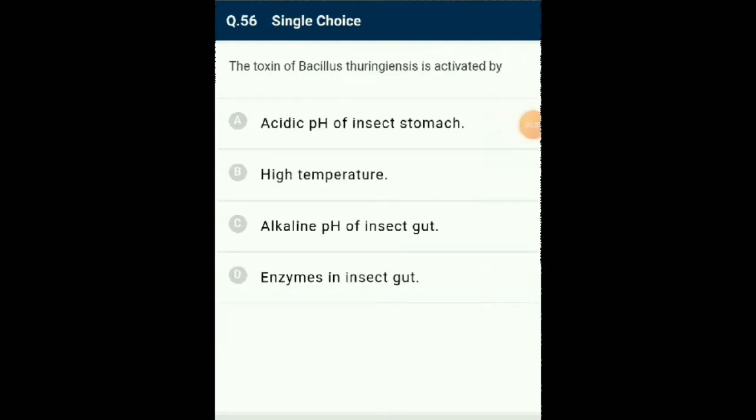Question number 56. The toxin of Bacillus thuringiensis is activated by. In Bacillus thuringiensis, Bt toxin is produced by the cry gene. It releases the toxin in an inactive state, but once it enters the insect gut, the alkaline pH of the gut activates the toxin. In cotton, cry1Ac and cry2Ab are effective against bollworm, while cry1Ab is used to control corn borers. So the answer is option C, alkaline pH of insect gut.